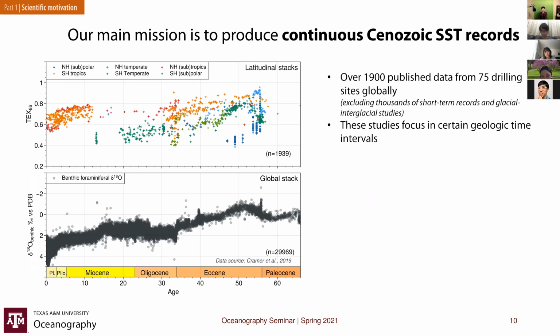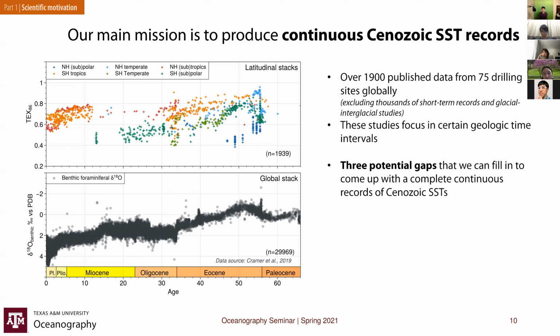So our main mission is to produce continuous Cenozoic sea surface temperature records. As mentioned, more than thousands of TEX86 data points have been published from several sites in the global ocean. So why do we still want to do it? This study is not just to add more data to what we already have, but what we want to do is to fill in the gaps where people haven't published TEX86 data yet.